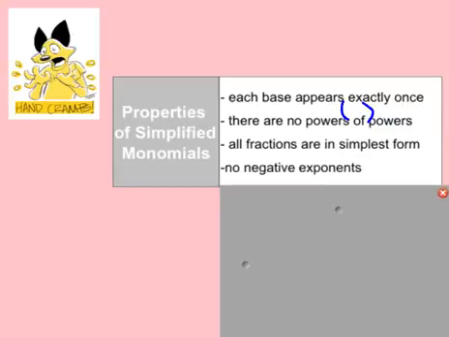But here's the new one, and you should star this. No negative exponents. That's now a rule for you guys. You've got to change them to positive by moving them upstairs or downstairs, is how I think of it.